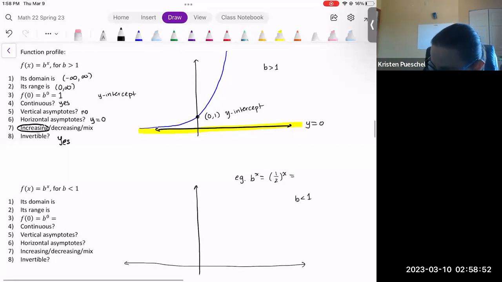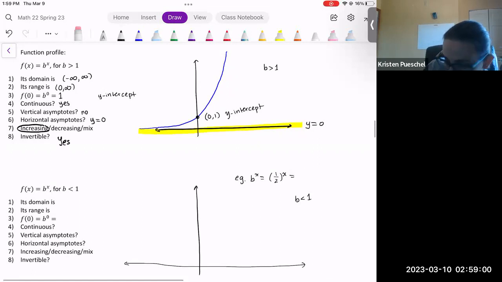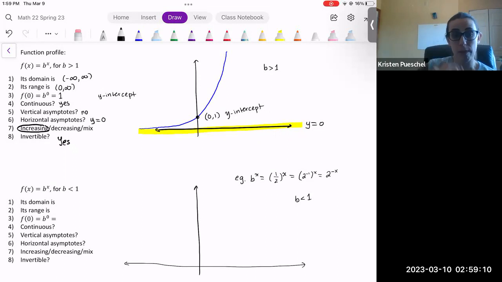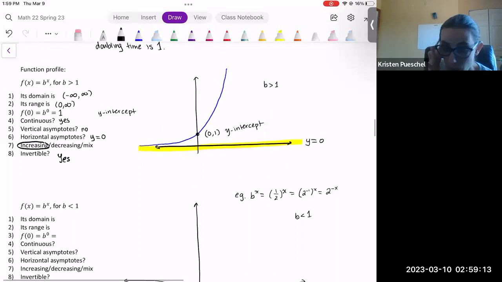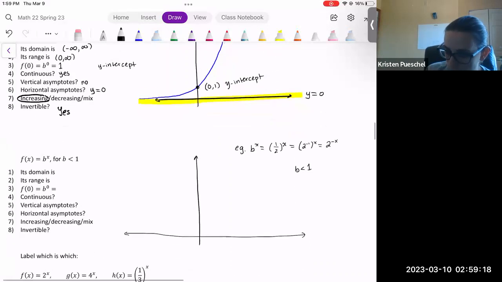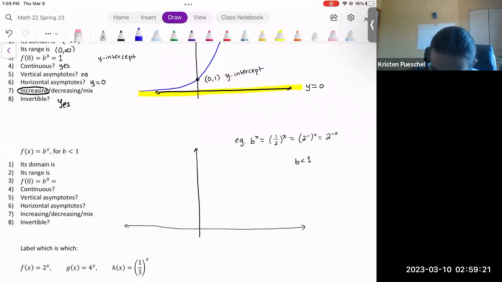We can also see this by rewriting our base inside as, in this case, 2 to the negative 1, all to the x. So this is 2 to the negative x. That means we're taking a graph where the base is greater than 1, and we're reflecting it across the y-axis. So these are going to be decreasing functions, getting closer and closer and closer to 0.